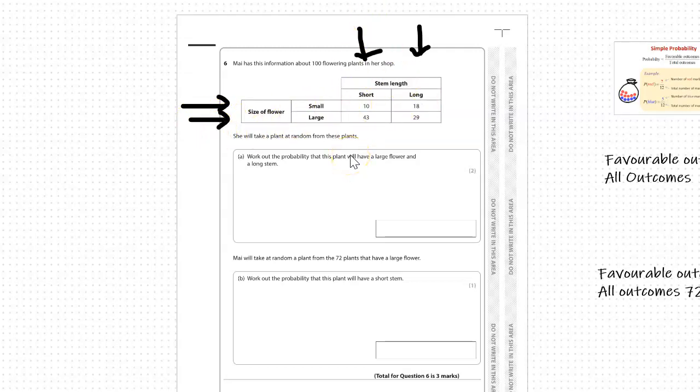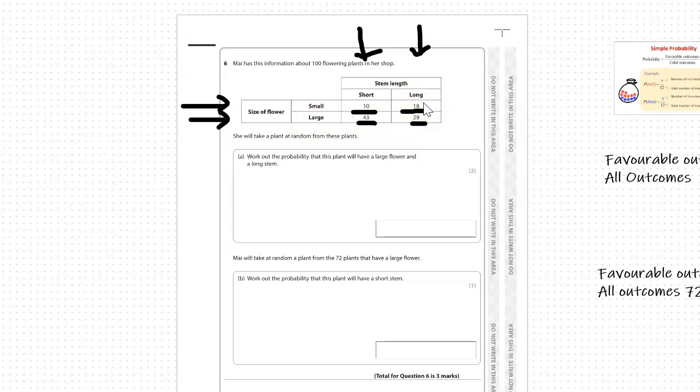Obviously, reading them together, we can see that 10 small flowers had short stems and 18 small flowers had long stems. 43 large flowers had short stems and 29 large flowers had long stems.